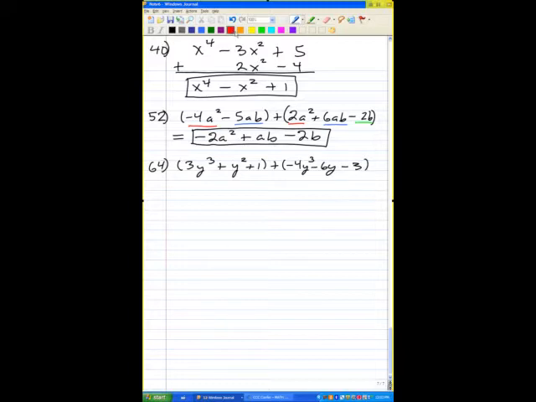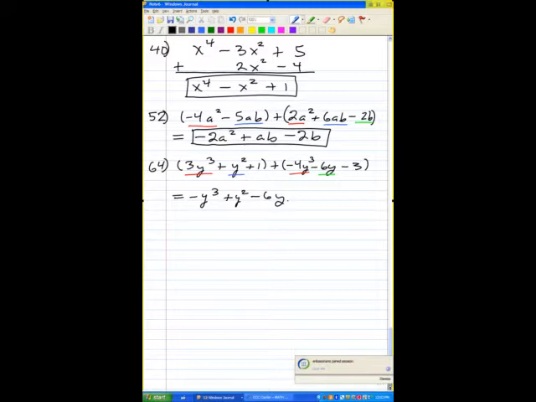Okay, so let's combine like terms. I have a 3y cubed and a minus 4y cubed. If I combine them, 3y cubed minus 4y cubed is minus 1y cubed. Next, I have y squared, and that's the only term, so plus y squared. Next, I have minus 6y, and that's the only term, so minus 6y.